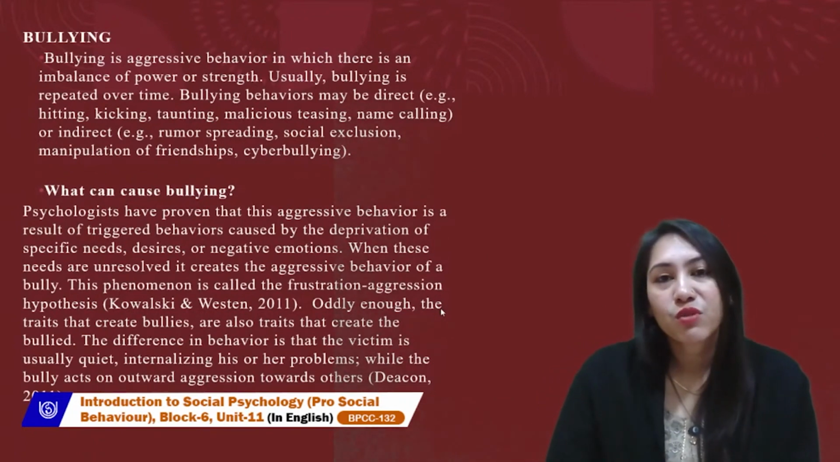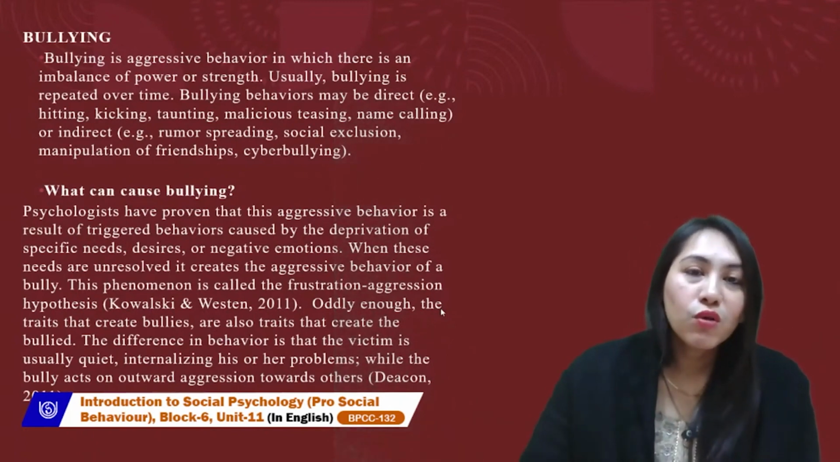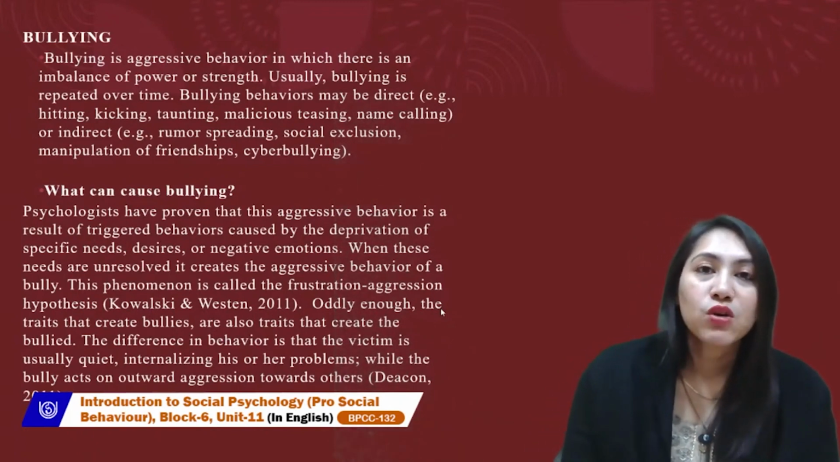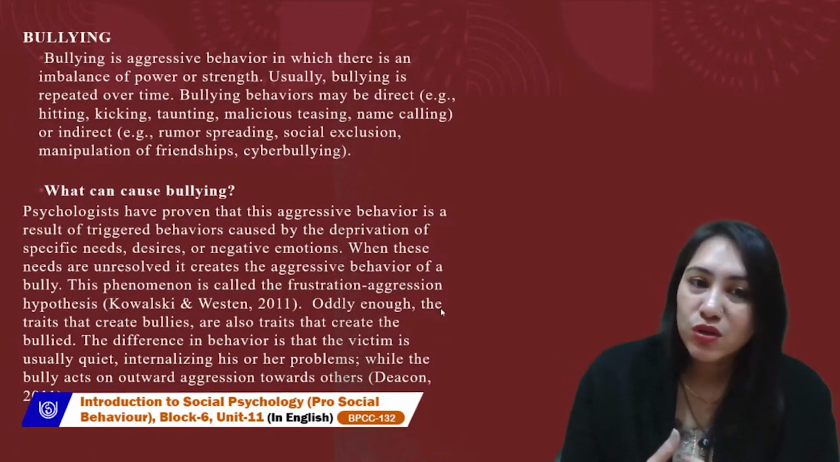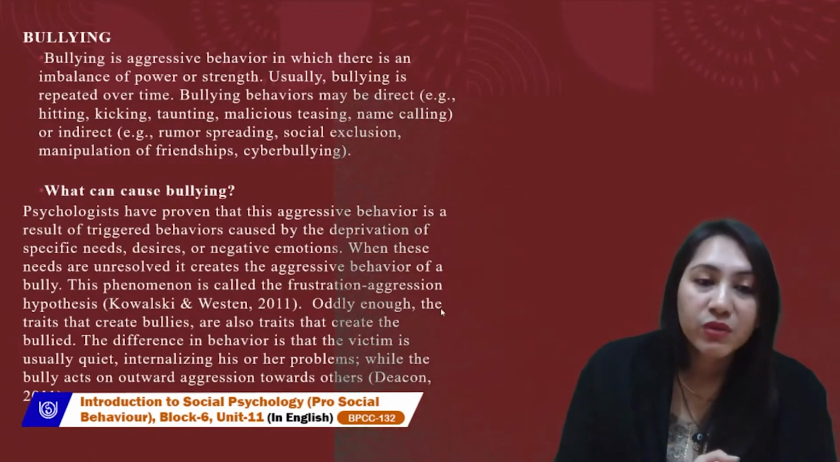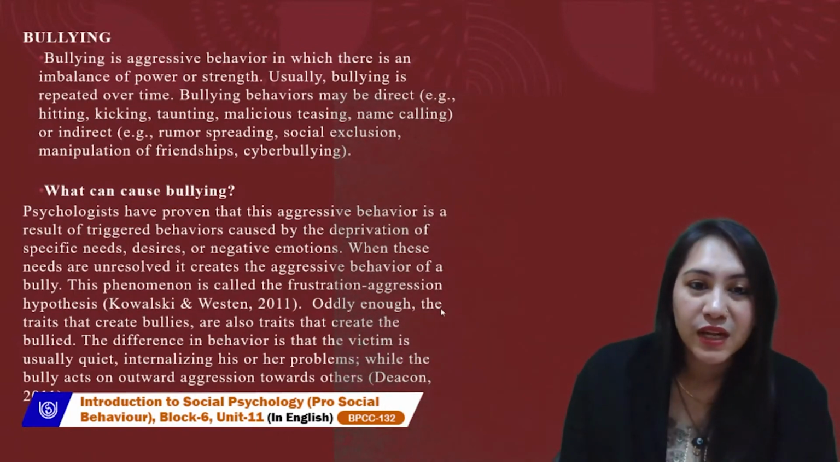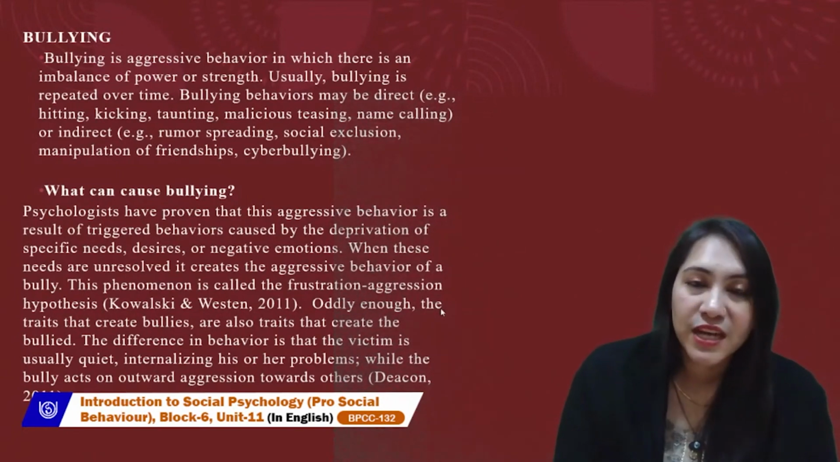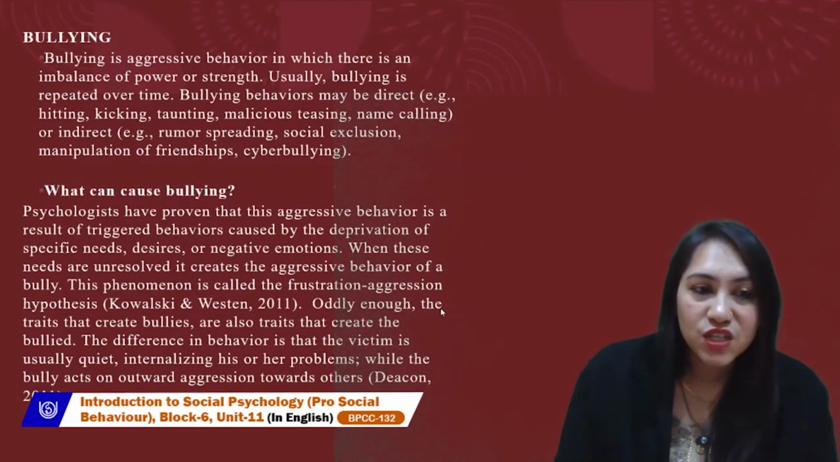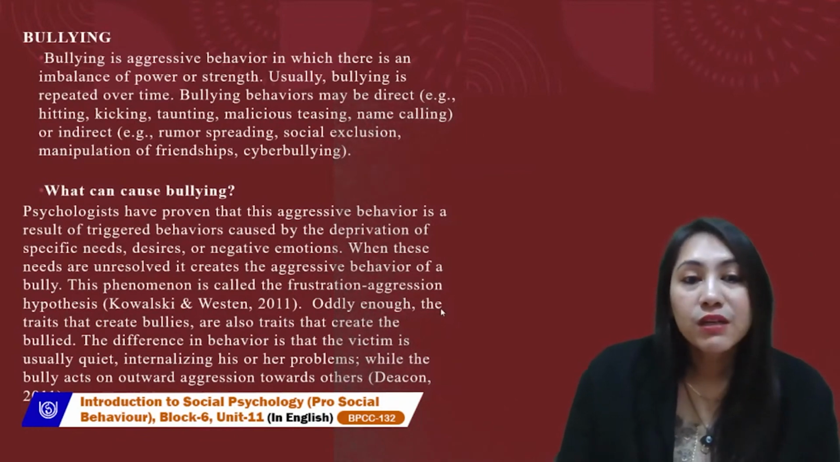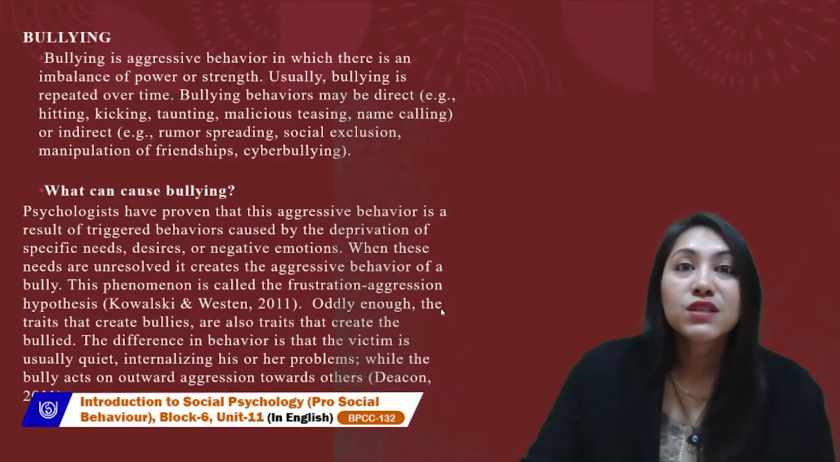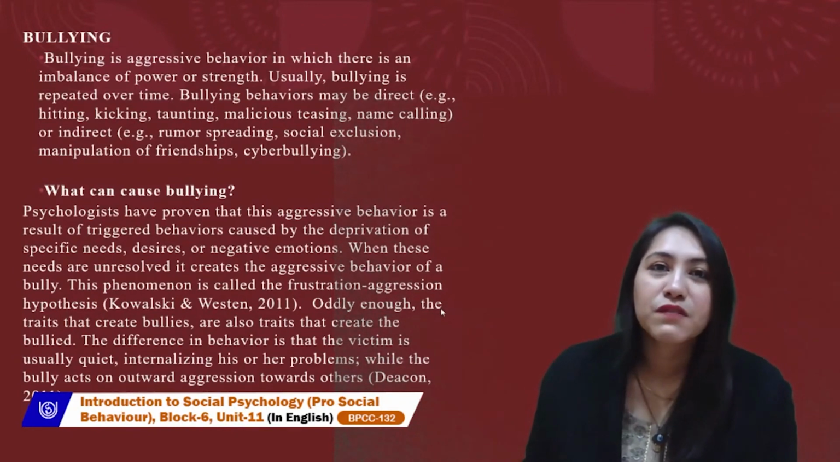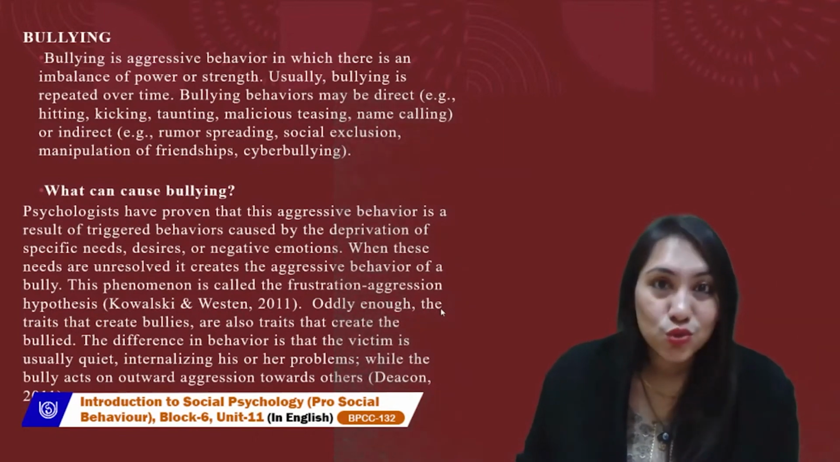Then, what can cause bullying? Causes of bullying can be multiple. We could go back to the ways of reducing bullying. Causes could be having aggressive models. Children are having aggressive models throughout their lifestyles. They've had parents, they have friends, they have indulged in activities which are very aggressive in nature. Then psychologists have also proved that aggressive behavior is a result of triggered behaviors caused by the deprivation of specific drives, needs, emotional needs, and also social needs.